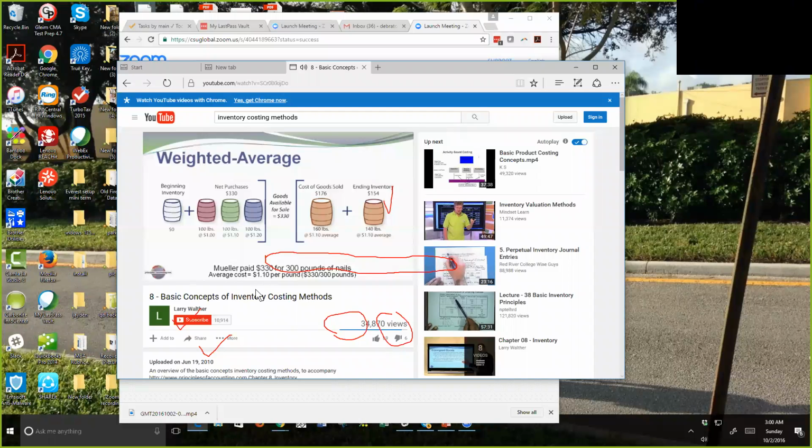giving us an average cost of $1.10 per pound. And with 160 pounds sold at $1.10, we had $176 in cost of goods sold, and our ending inventory, 140 pounds times the same $1.10 average cost, gave us $154 assigned to ending inventory.